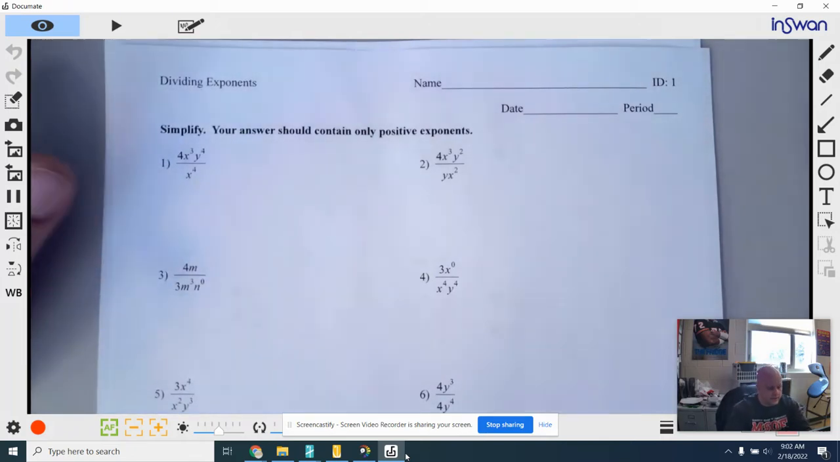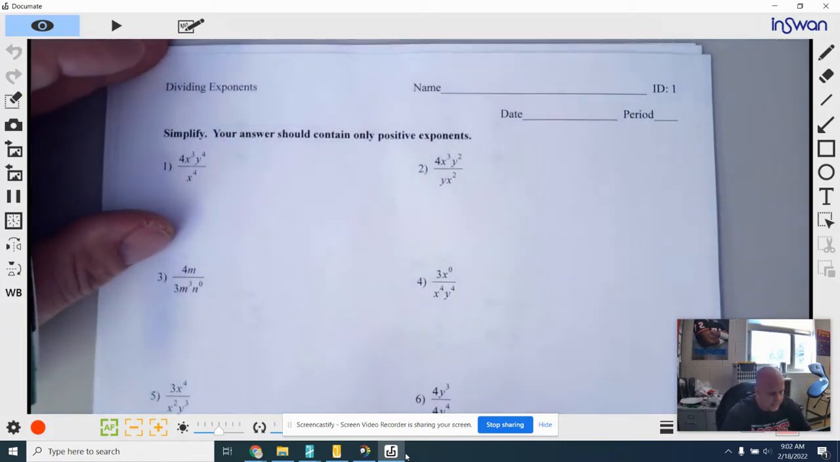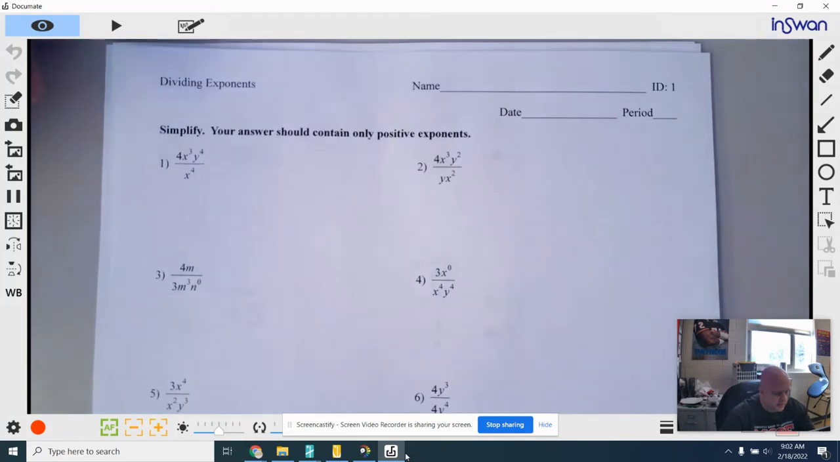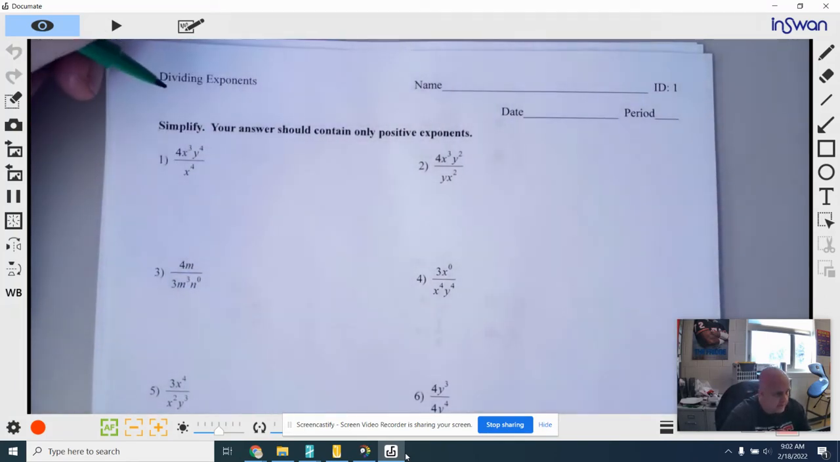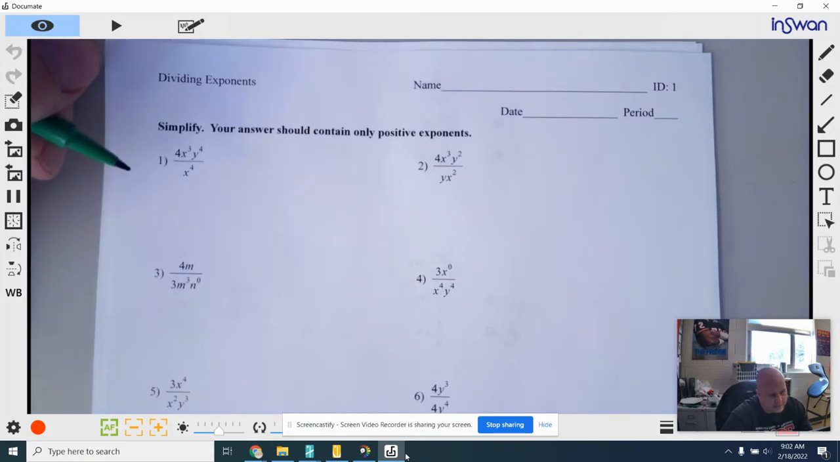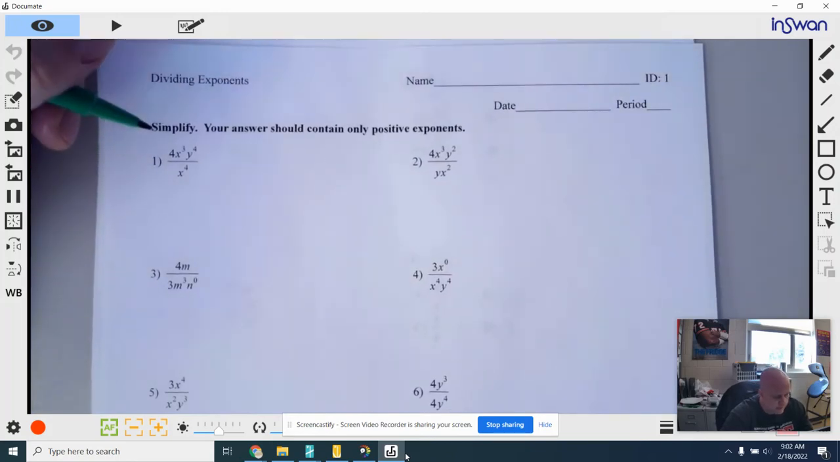Okay, guys, for today's lesson, you're going to need this sheet right here that says dividing exponents. So we've talked about multiplying exponents, and now we're just going to do division of exponents, which really is the exact opposite of what we did with multiplying. You remember with multiplying exponents, we were adding everything together. Well, division, since it's the opposite, is going to be subtraction.